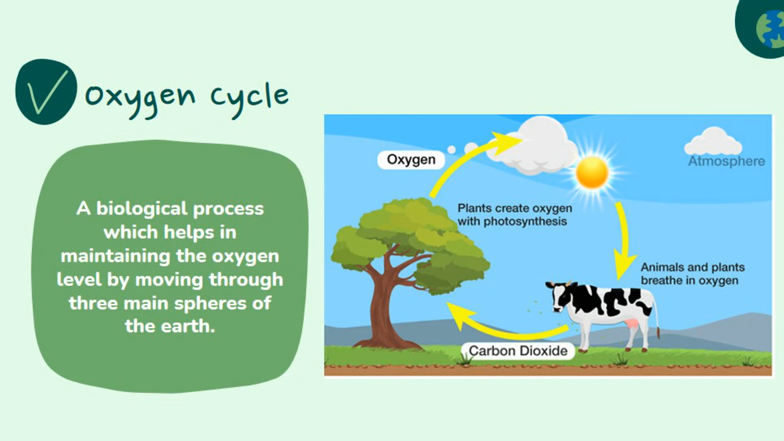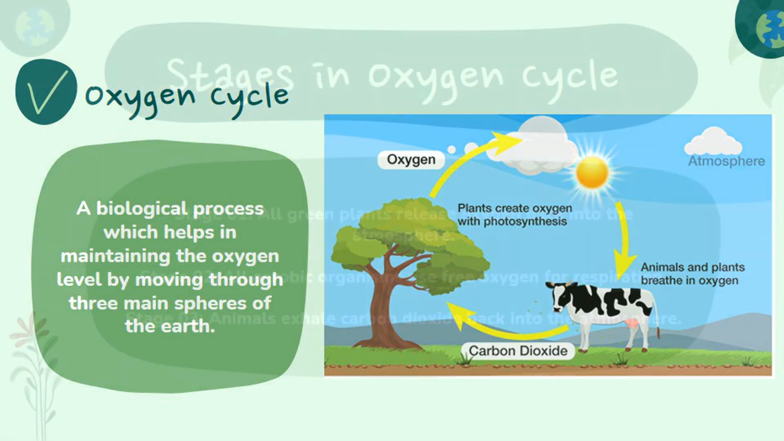The oxygen cycle, along with the carbon cycle and nitrogen cycle, plays an essential role in the existence of life on the Earth. The oxygen cycle is a biological process which helps in maintaining the oxygen level by moving through the three main spheres of the Earth, which are the atmosphere, lithosphere, and the biosphere.